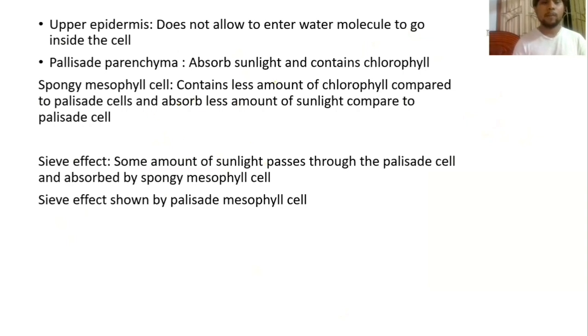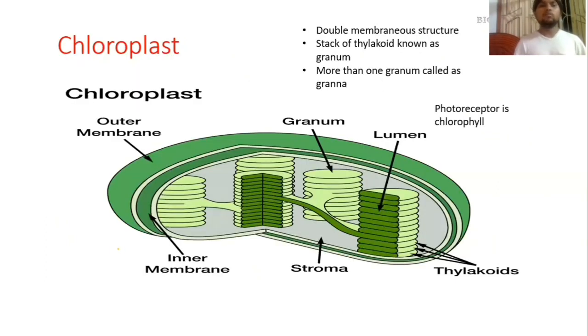Okay, here the upper epidermis does not allow water molecules to enter inside the cell. Palisade parenchyma is nothing but your palisade mesophyll cell and spongy mesophyll cell. Sieve effect is shown by palisade mesophyll cell. So this is the main component that is required for photosynthesis. Without that, it is not going to happen at all.